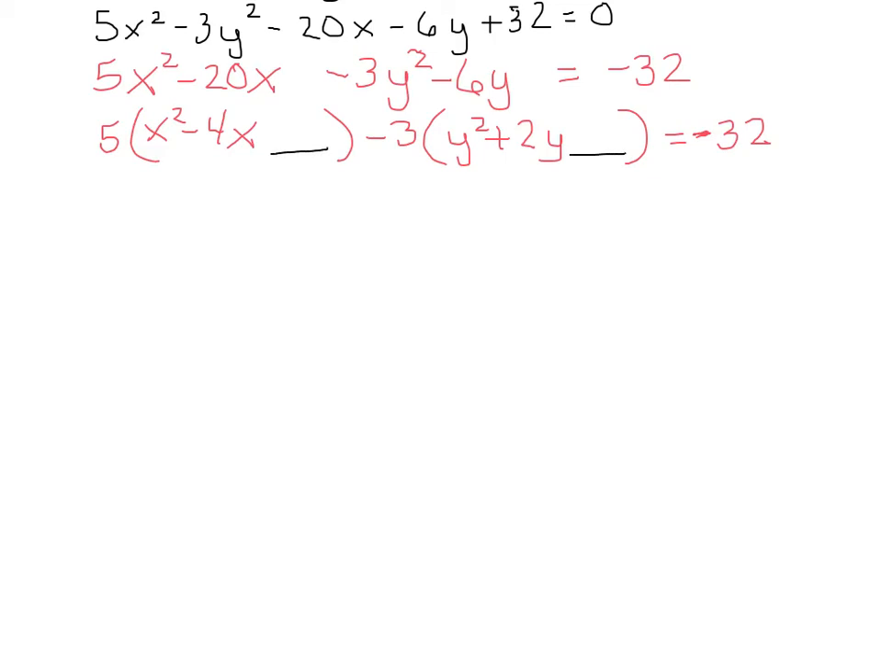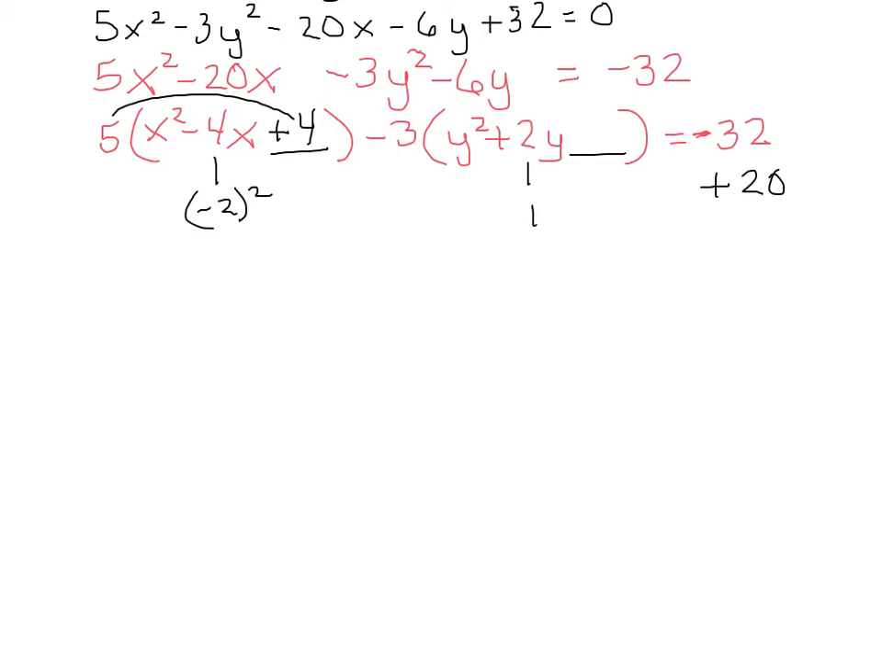Next thing we're going to do is fill in these slots. The way we're going to do that is take half of that number, which is negative 2. We're going to square it, which is a positive 4. Since we really took 5 times 4 on that side, we're going to add 5 times 4, or 20, to the right side also.